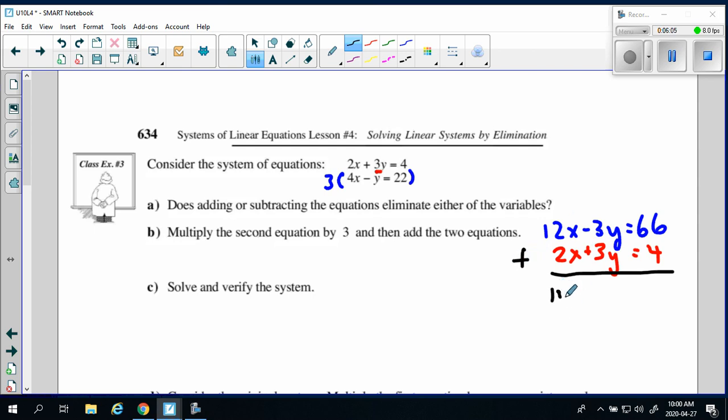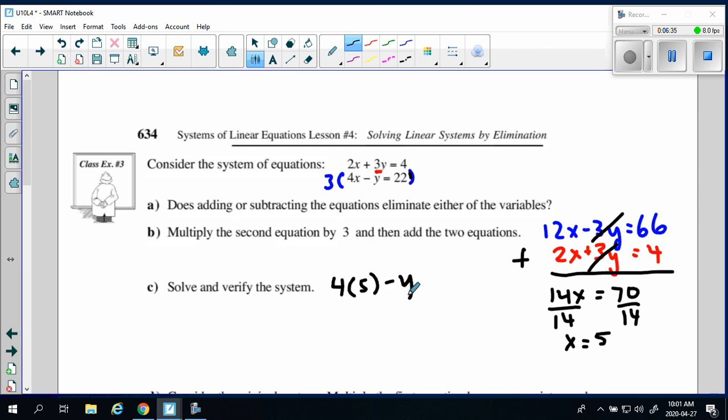So 12 plus 2 is 14x. These two will disappear. And then we will have 70 divided by 14. And we're going to end up with x is equal to 5. And then we have to go back and find y. I'm actually going to choose this bottom equation because y is already isolated. I think it might make my life a little easier.